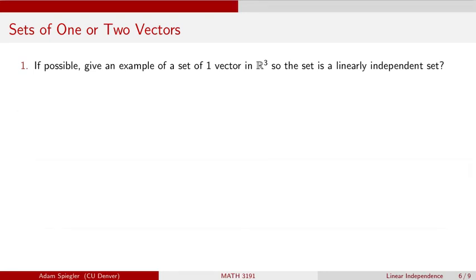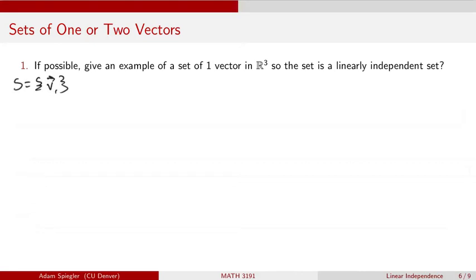All right, welcome. So in this video, let's continue our investigation of what it means for a set to be linearly independent or dependent. And let's consider some open-ended questions here. So let's think about we're in R3, so we're in 3 dimensions. Is it possible to give an example of a set that contains just one vector, which is a linearly independent set?